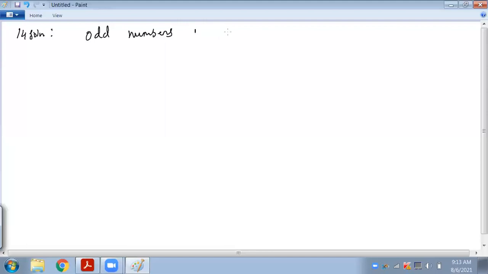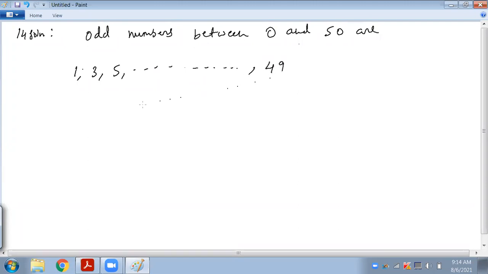So the odd numbers between 0 and 50 are, first odd number will be what? 1, next will be 3, next will be 5, dot, dot, dot. And since it is between 0 and 50, the last one also we can write. Last one will be what? 49.